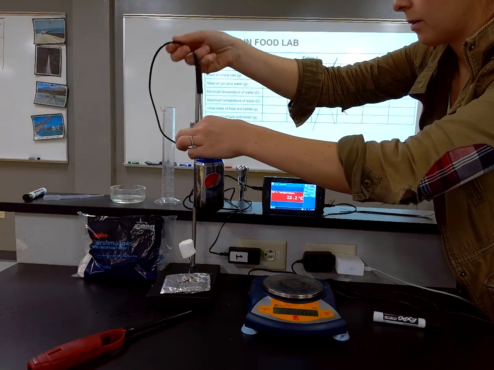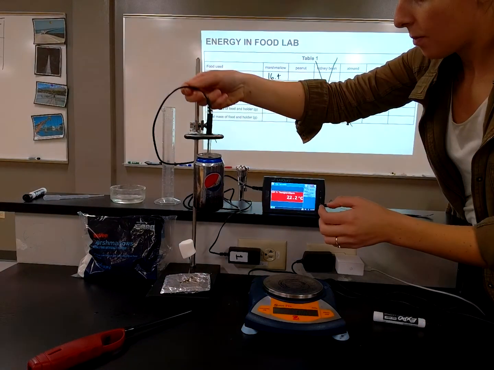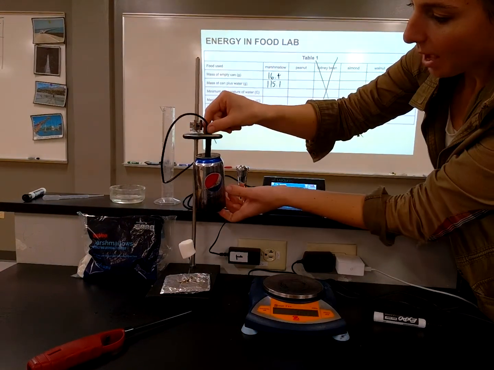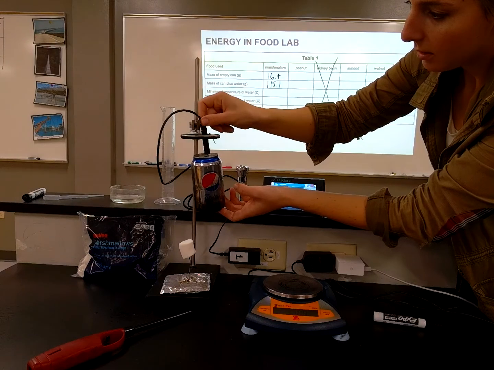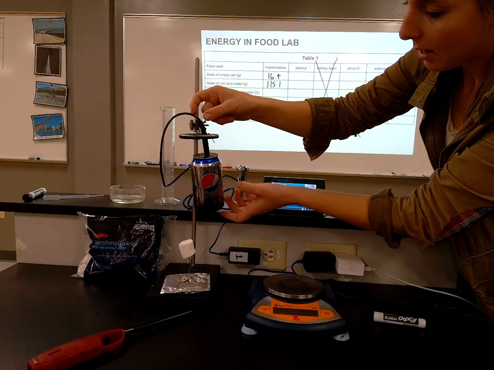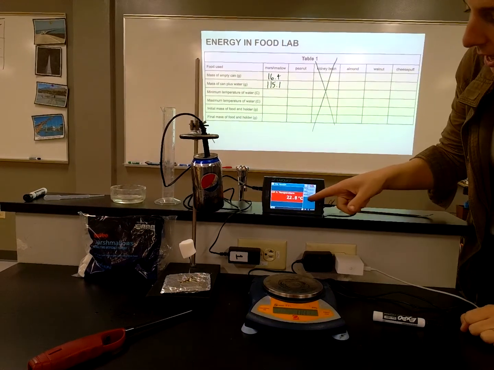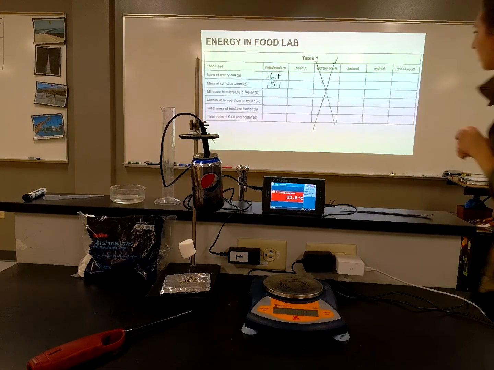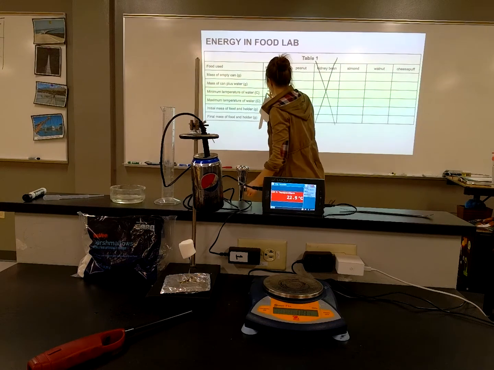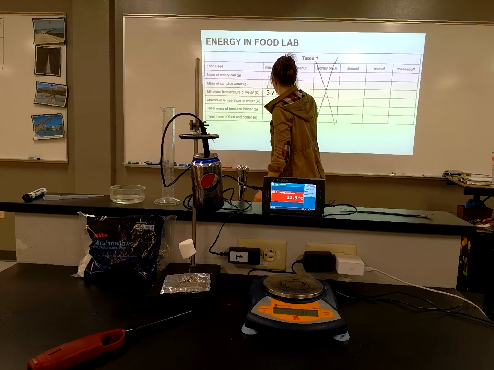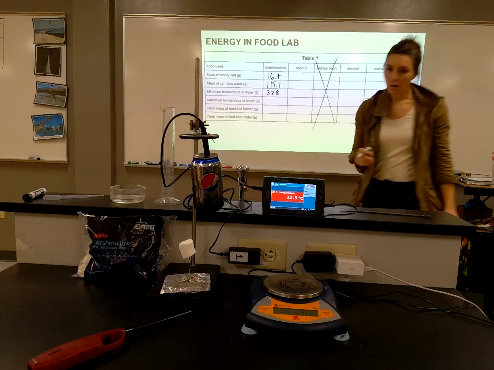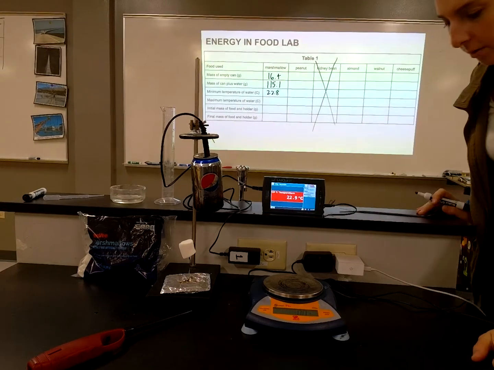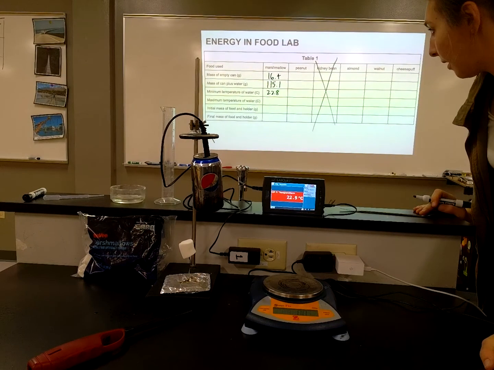Next, we need to figure out the minimum temperature of the water. So we're actually going to put this temperature probe into the can. Don't want it touching the bottom of the can, but just off the bottom and hitting just the water there. And it looks like our minimum temperature of the water is 22.8 degrees Celsius. So that's pretty close to about 70 degrees Fahrenheit.